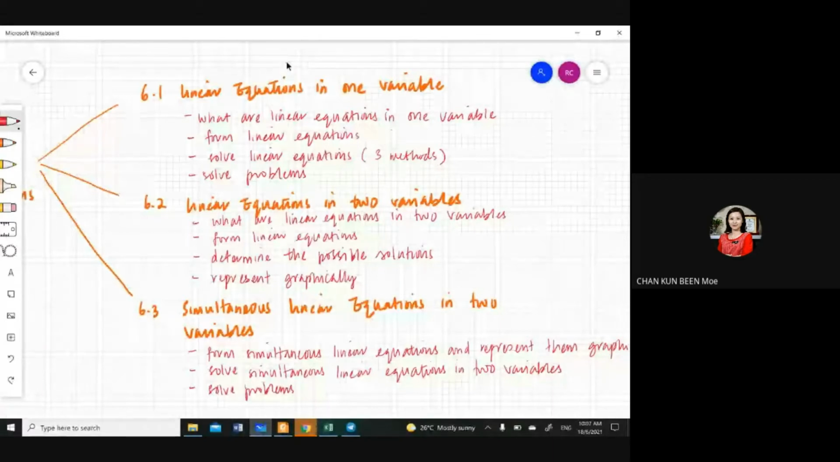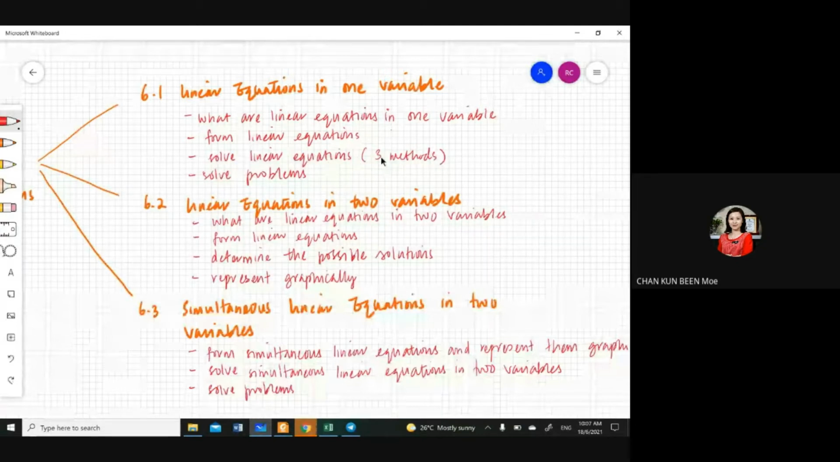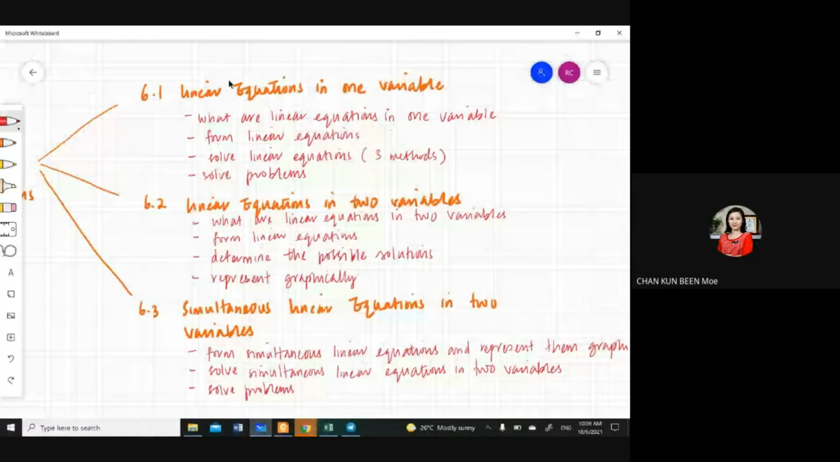Second, we are going to form linear equations. You are going to generate a linear equation from a situation given. And then the third one, we are going to solve linear equations. You are going to learn 3 methods today, so make sure you bear in mind how to solve all of it. And then the last one is solving problems, which means they give you a problem and you solve it. So we are going to look into these 3 main parts first today. The rest we are going to extend in the next lesson.